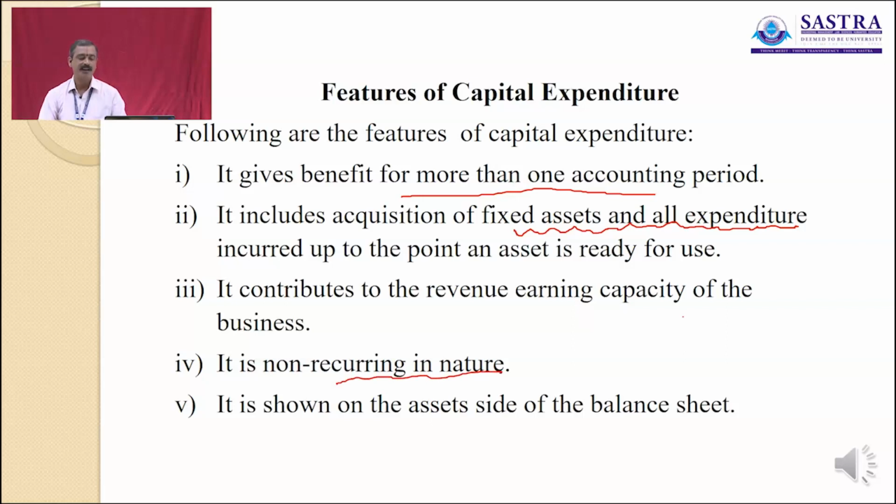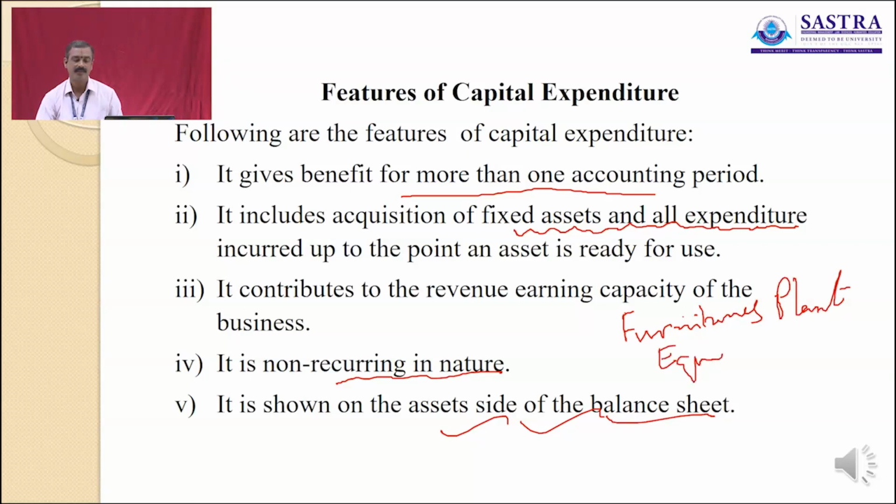It is shown on the asset side of the balance sheet as the capital expenditure in terms of furniture, plant, equipment, or buildings, or machinery. So these kinds of assets.